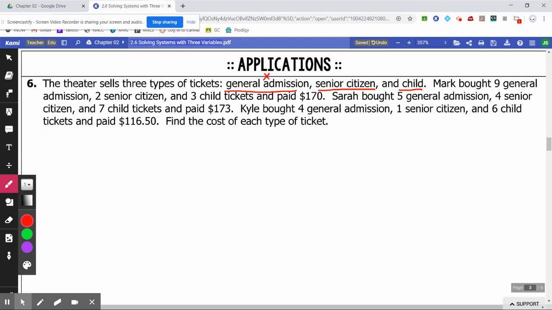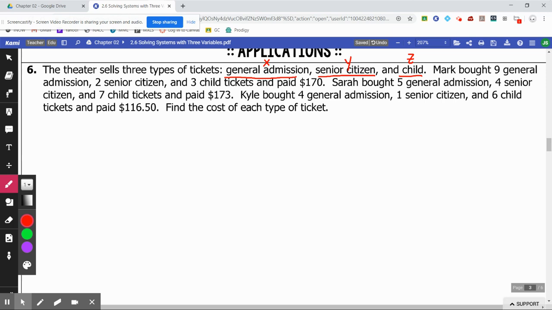So our general admission tickets, our senior citizen tickets, and our child tickets. Mark bought 9 general admission, 2 senior citizens, and 3 child tickets for $170. So he bought 9 X's, 2 Y's, the senior citizen, and 3 Z's, and it cost him $170. Sarah bought 5 general admission, that's 5 X's. She bought 4 senior citizens, and she bought 7 child tickets, and it cost her $173.